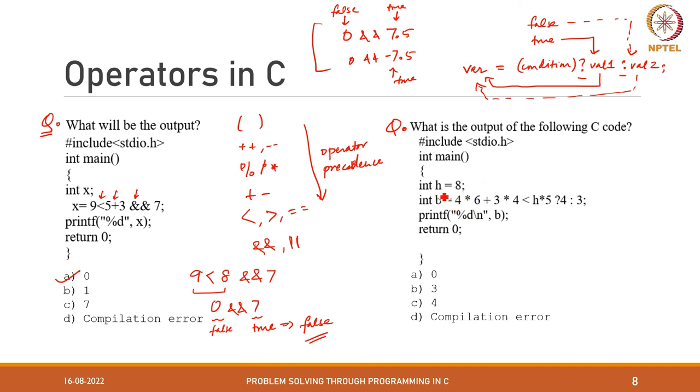So we have an integer variable h, which has the value of 8, and we are writing a ternary operation statement. We are writing another integer b is equal to 4 multiplied by 6 plus 3 multiplied by 4 less than h multiplied by 5. If this entire condition is true, then the value of b will be 4. If this entire condition is false, then the value of b will be 3. And then we are printing b. So what will exactly be the output in this particular code?